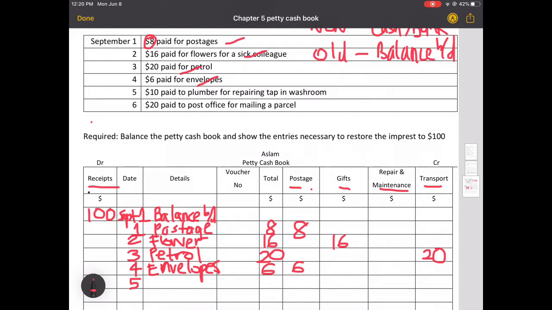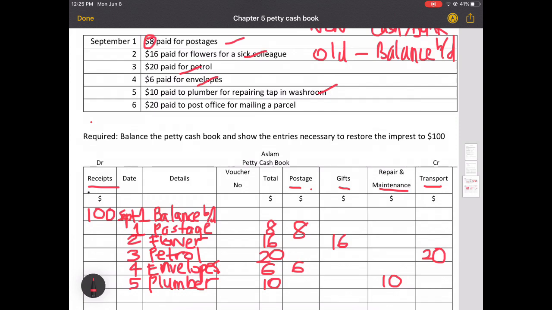September 5. $10 paid to plumber for repairing tap in washroom. Okay, again for details, you can write anything that is enough to describe where the money went. So in this case, you can write plumbing, or you can write repair tap, or you can even write tap in washroom or just washroom. For me, I'm just gonna write plumber. And then it will be under repair and maintenance because it is a repair. Again, your total will also be $10.